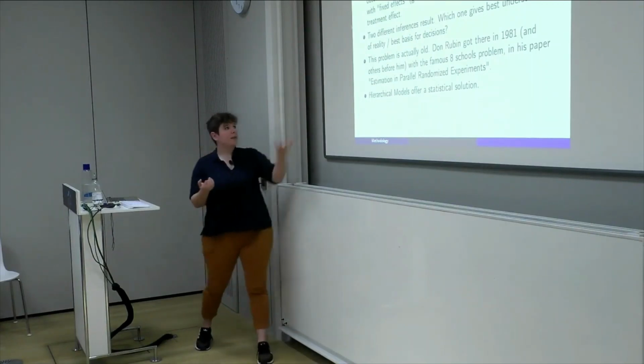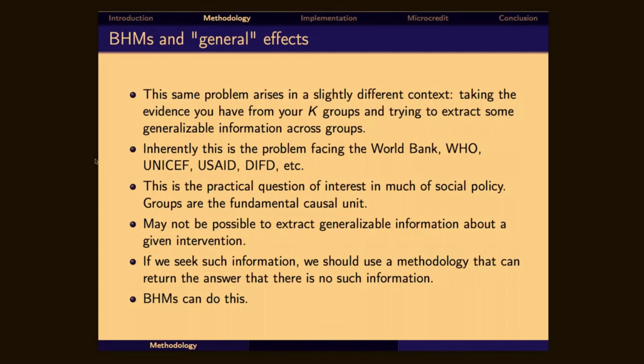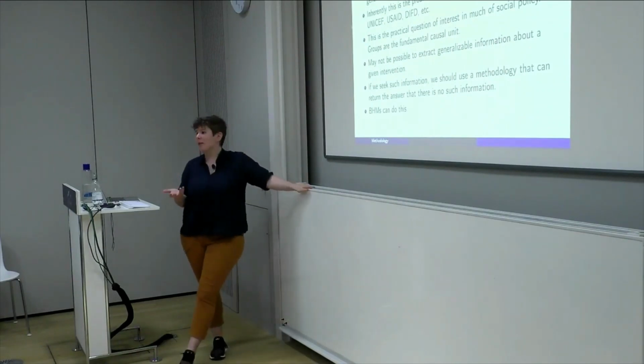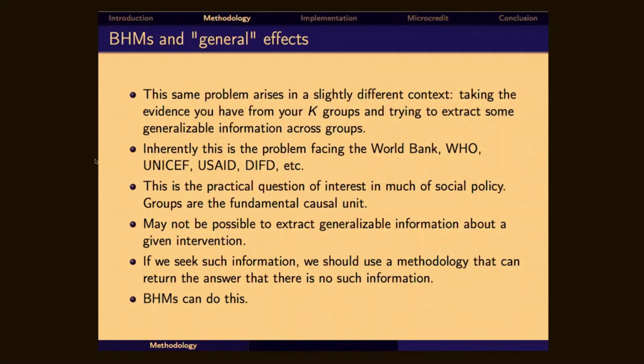Okay, so this is an old problem that Dean and his co-authors had and that we all faced. Don Rubin got there in 1981 and others got there before him. And hierarchical models offer a statistical solution to this problem. Okay, then this is like trying to link this to the idea of extrapolation. So instead of saying, which of these two analyses, the 6 separate analyses versus the one analysis, is more useful, more accurate, I think more fundamentally, we are thinking, what should I think is going to happen in the 7th location that I do the BRAC graduation program? So that's an extrapolation question that really faces international development agencies and is the practical question of interest in much of social policy. Groups are really the fundamental causal unit, and I'm interested in knowing what's going to happen the next time I do something. That's the only space I have to act.